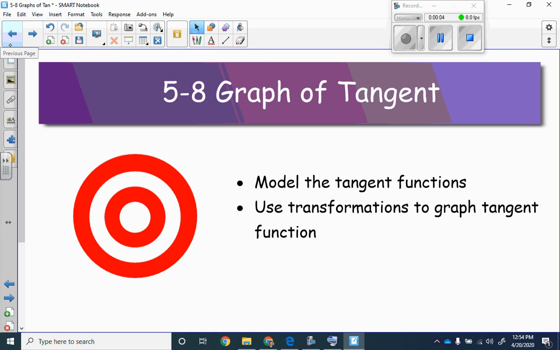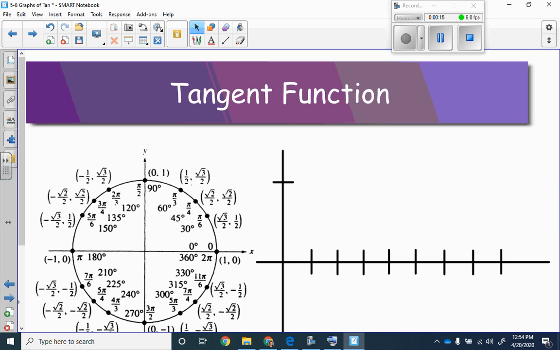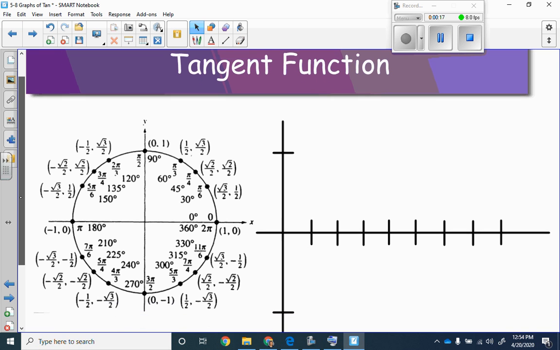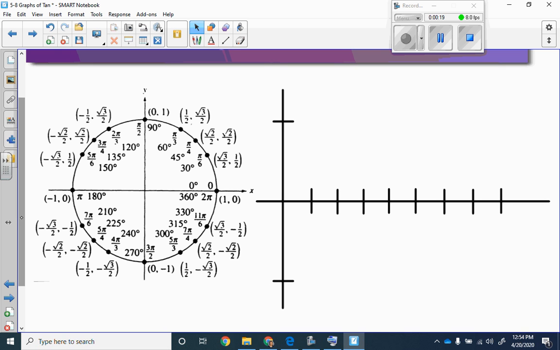Alright, so now moving on to graphing out tangent functions. We just recently took a look at graphing sine and cosine, so now we're going to move on to tangent. If you've got your unit circle, take a look at that. I know some of you guys have your unit circles. You might have filled out the tangent, which would be great to help us figure out what's going on with this graph. If not, that's okay too.